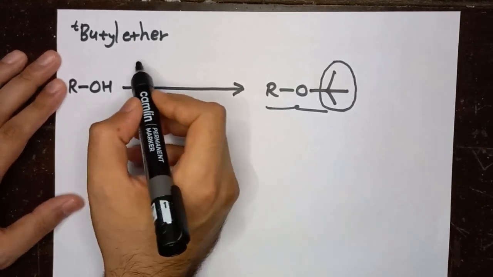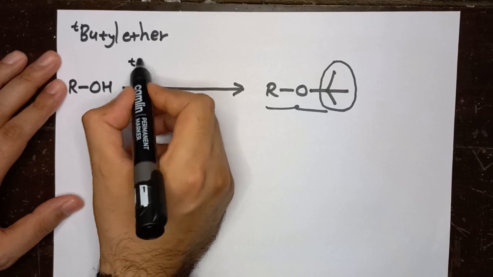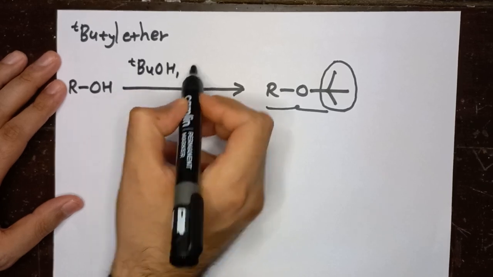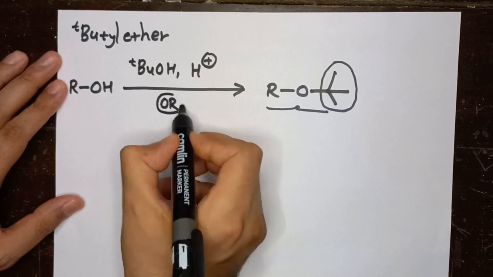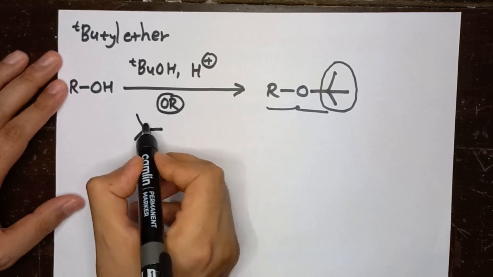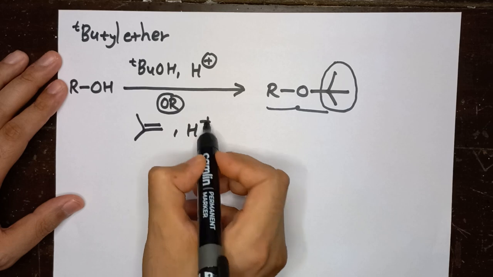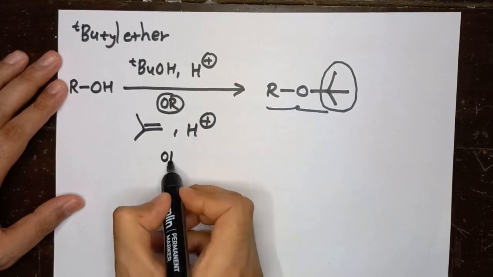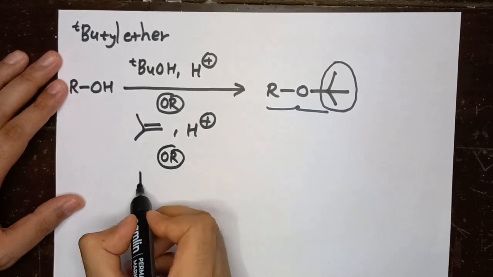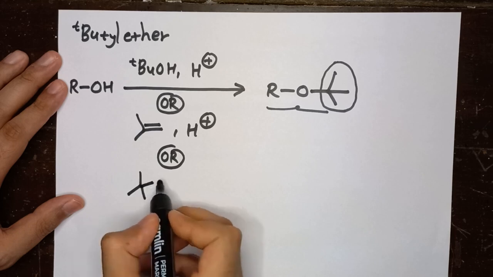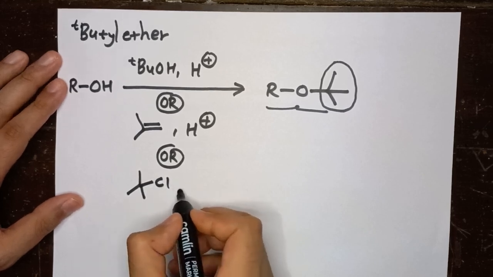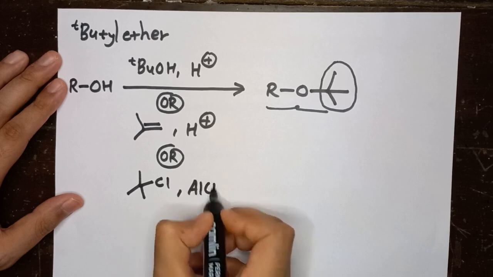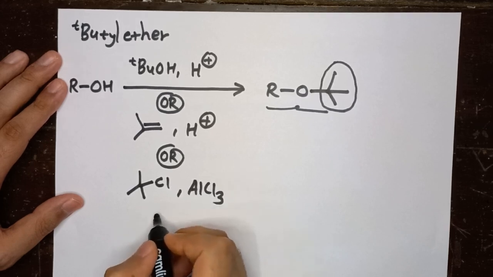You can use any of these. You can use tertiary butanol under acidic environment, or you can use this particular alkene under acidic environment, or you can use this particular haloalkane under Lewis acid condition. Okay, so these are a few of the reagents you can use.